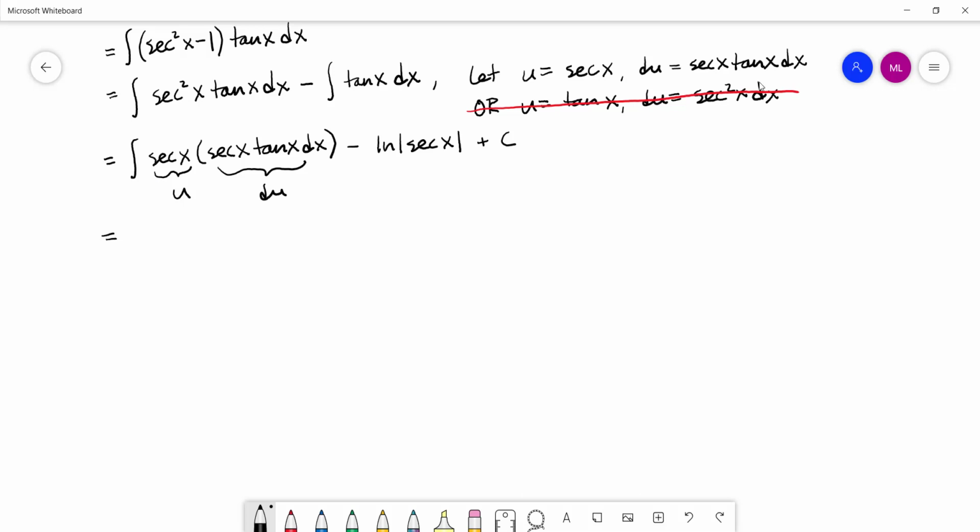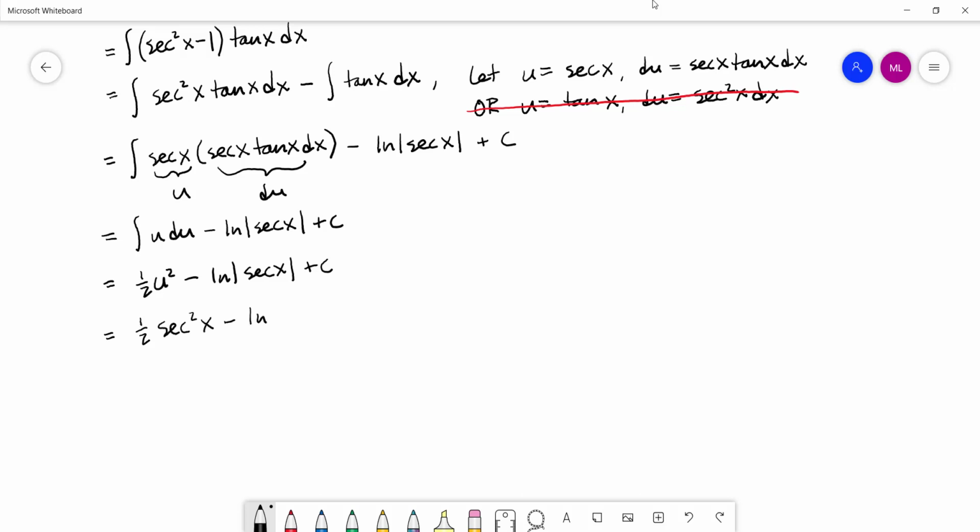Okay, what am I doing? Oh, yeah, back to this. Integral of u du. So we've got the integral of u du minus the natural log of the absolute value of secant of x plus c. This piece will integrate to 1/2 u squared. And the u that we're using is secant of x. So this will be equivalent to 1/2 secant squared of x minus the natural log of the absolute value of secant of x plus c. And there is our answer.